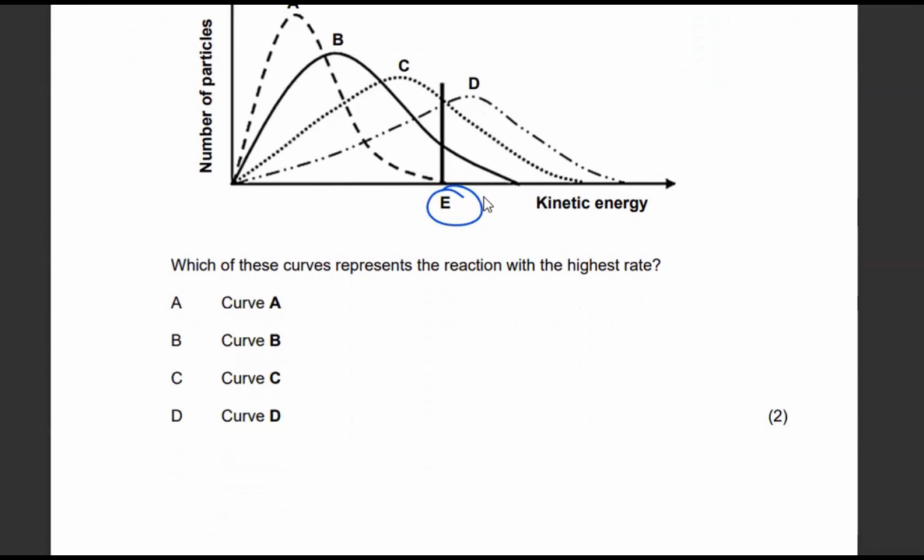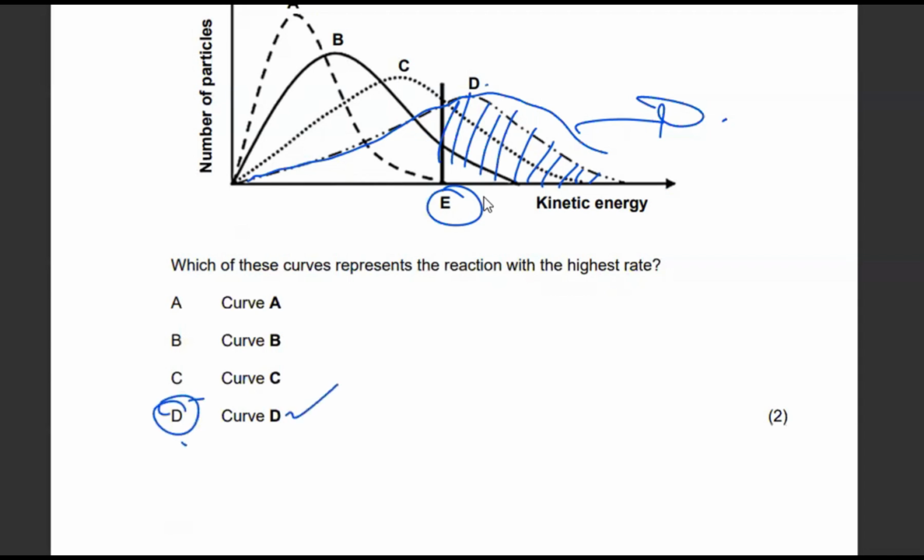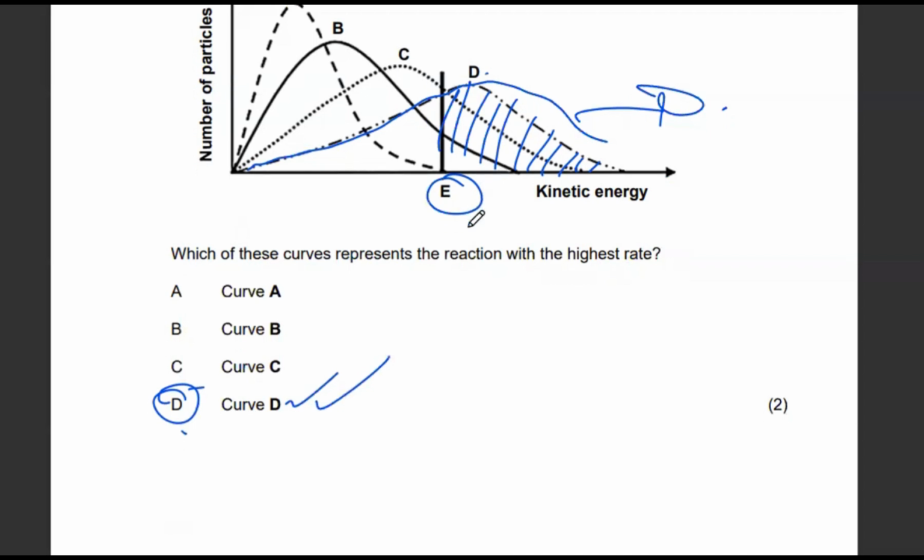Now they're saying, which of these curves represents the reaction with the highest rate. When you look, the highest rate is the one which is far to that point. If you look at that, you'll find out that it is D, which has more particles with more kinetic energy. Therefore, they can react at a faster rate. Therefore, the graph is D and the answer is D. So it becomes the most correct answer.